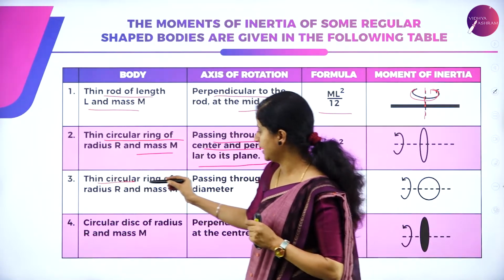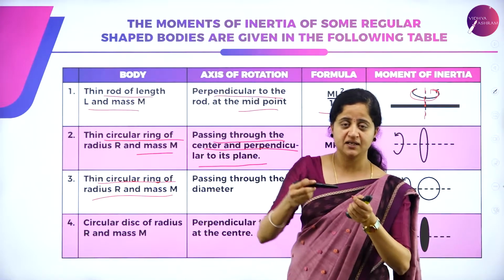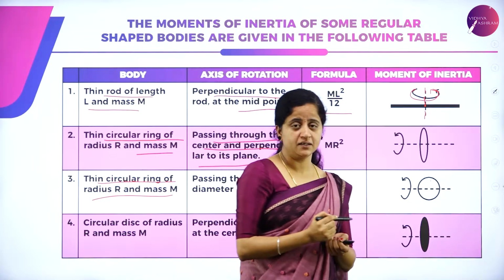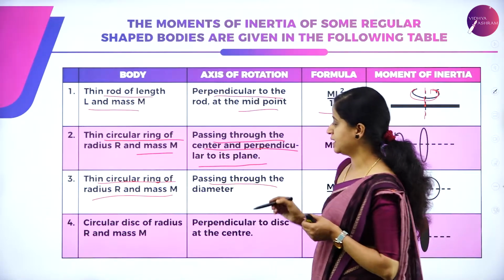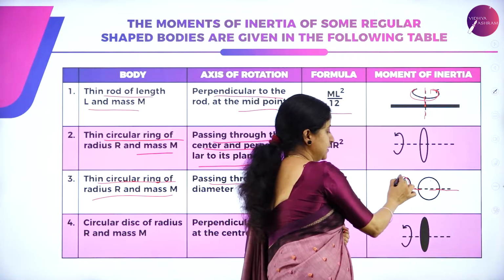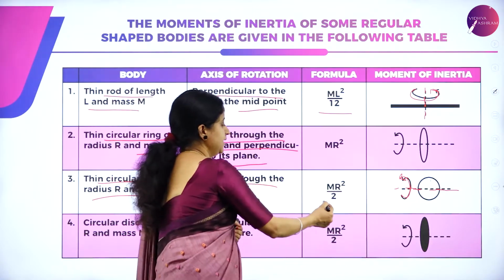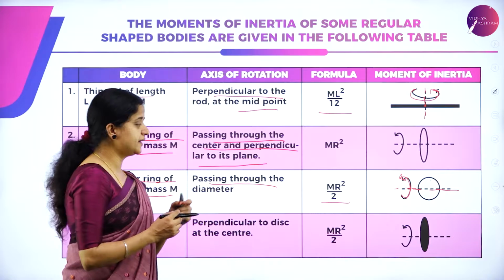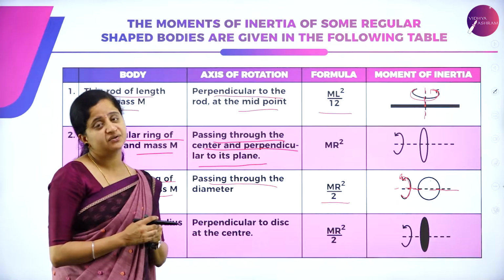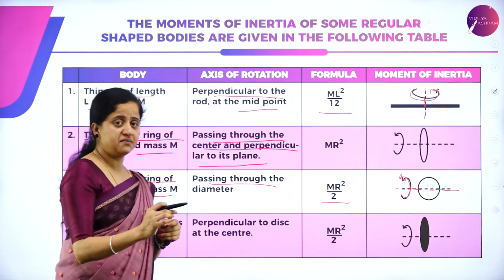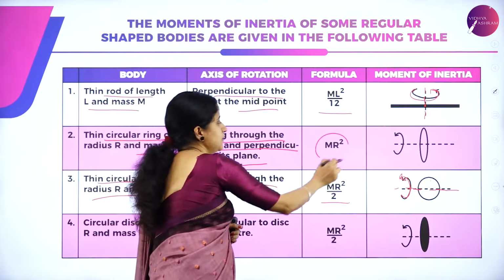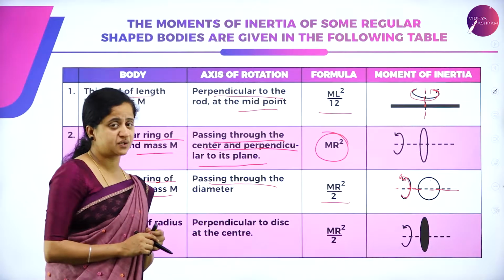And next one, thin circular ring of radius r and mass m. Say for example, if you have taken a thin circular ring in this manner, then the axis of rotation passes through the diameter, and it rotates like this. The formula to find the moment of inertia for the circular ring is mr square by 2 when the axis of rotation is passing through the diameter. If for the same ring, the axis of rotation is through the center and perpendicular to its plane, then the formula to find moment of inertia is mr square.